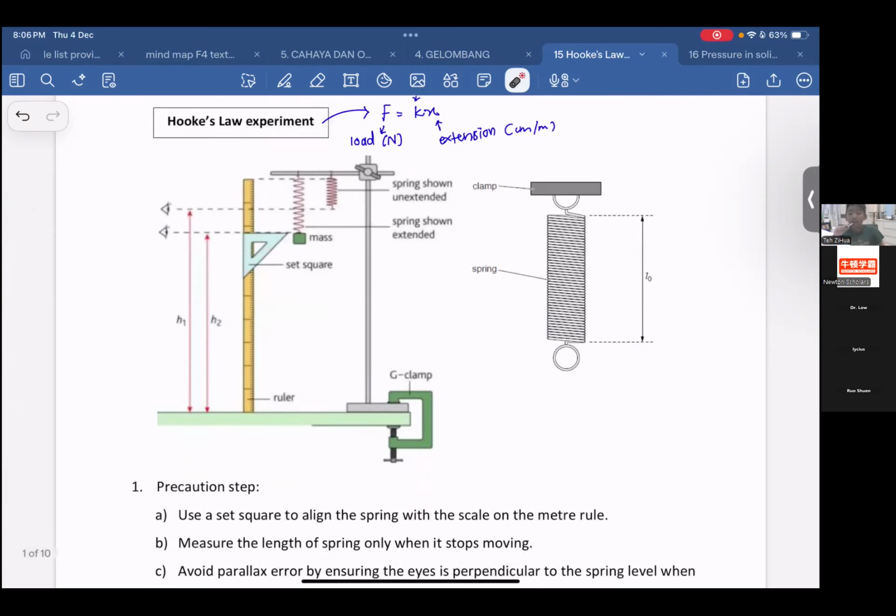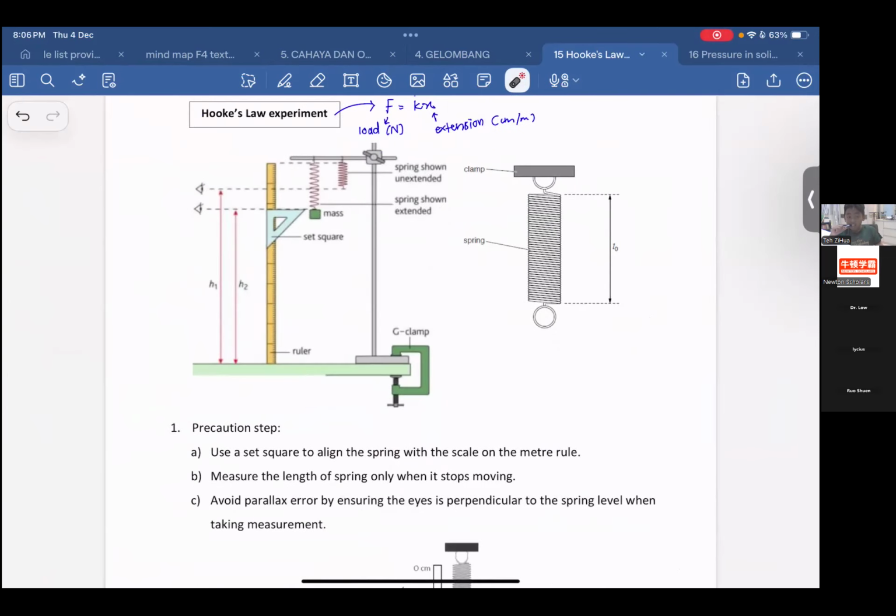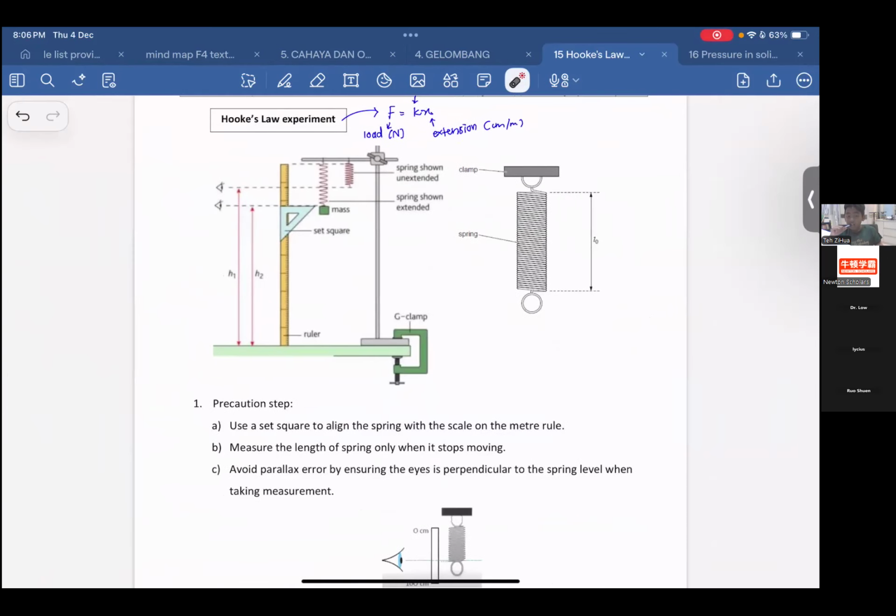So boys and girls, this is some summary for the exam. They like to ask you what is the technique for you to get an accurate reading. Let's say we want to measure this extension. How do we measure it? Basically this one we call a set square. So you have to know the set square. We use the set square as our horizontal reference.